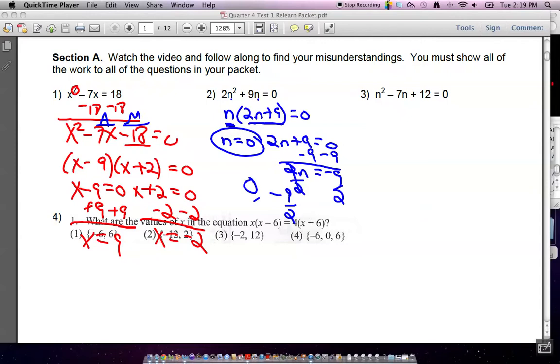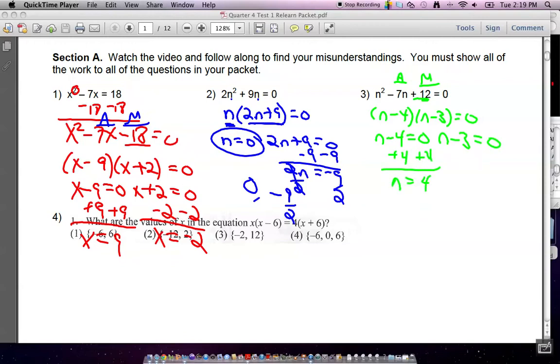For number 3, again, I factor using that AM technique, or y equals 12 divided by x. Just take that last term in the calculator, look at the table, and look for two numbers that multiply out to 12 and add up to negative 7. So I'm going to get n minus 4 times n minus 3 equals 0. Maybe it's the guy on the left. Maybe it's the guy on the right. Adding 4 to both sides, I get n equals 4. Adding 3 to both sides, I get n is equal to 3.